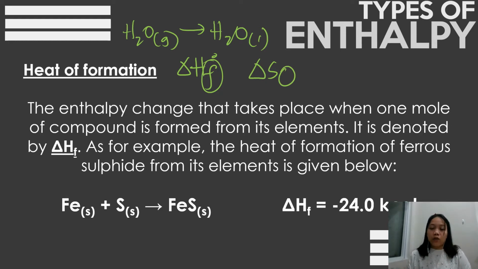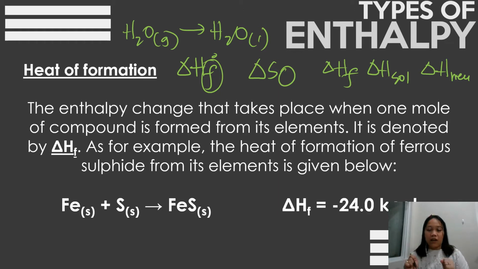If you go and surf the internet, you could actually see a lot: the HF, the H sol, and others. So what is the meaning of these particular H's? Those are actually the different types of enthalpy. The first type of enthalpy is the heat of formation. That is denoted as the delta HF prime, or the delta HF in simple terms.